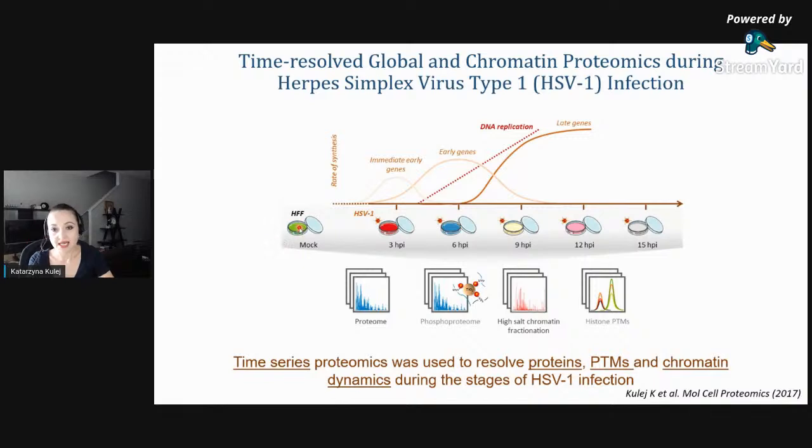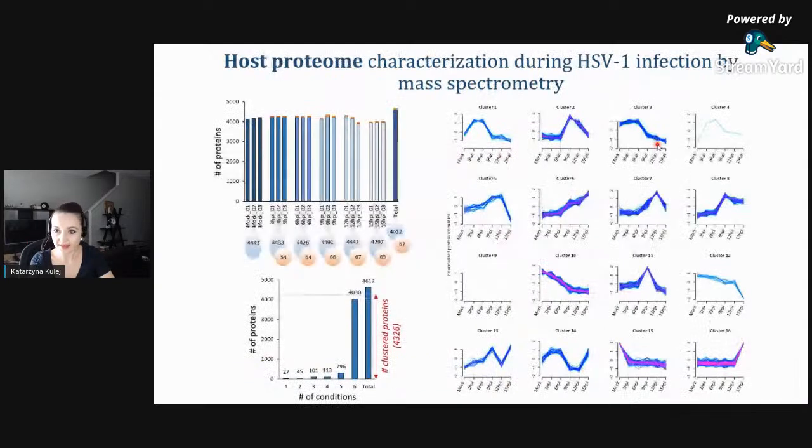So we infected human foreskin fibroblast cells with HSV, and we collected the samples at different time points. These time points are supposed to reflect the entire HSV cell cycle, from expression of immediate early genes to DNA replication, late genes, and then viral packaging. Now I will focus primarily on the proteome. In total, we identified around 5,000 host proteins and around 67 HSV proteins.